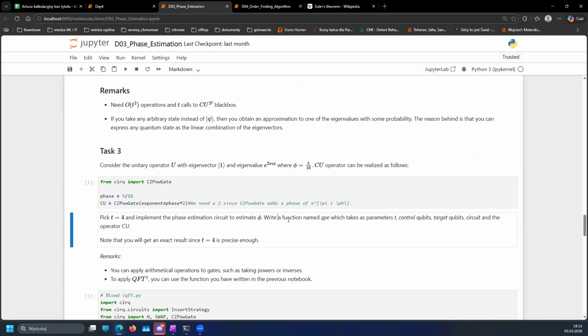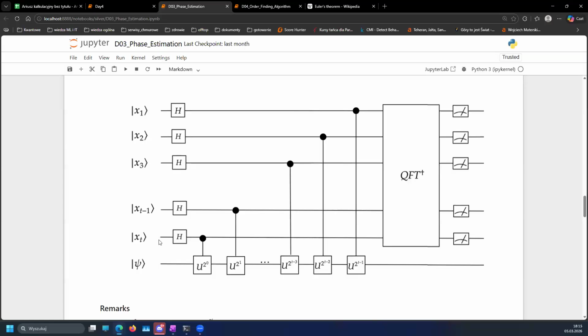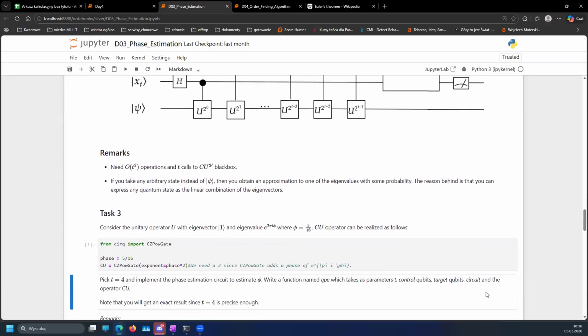and write a code to apply quantum phase estimation, yes? And some technical hints. What should be an input? So here t, the accuracy. Control qubits, which will be qubits in this register. Then we have the target, so target qubits or target register, which should also be given. And circuit object and operator CU, which we just created.